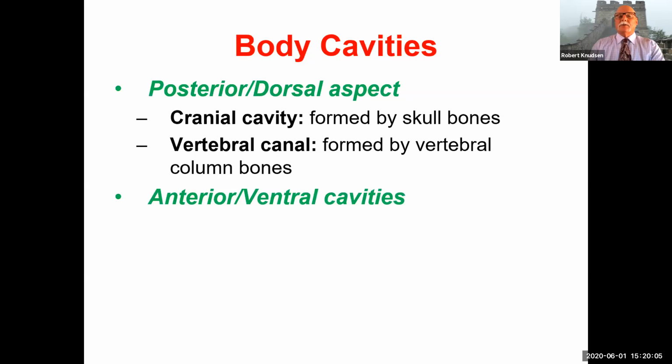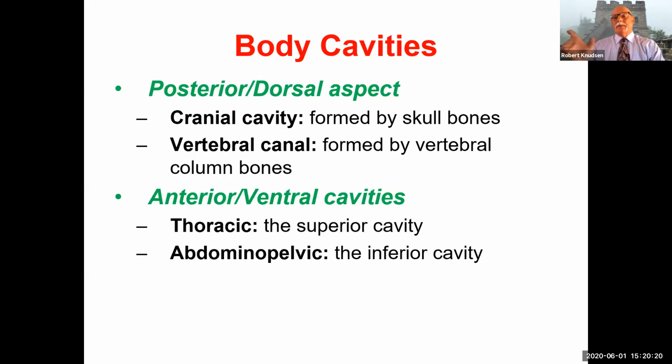Now, anterior and ventral cavities. Okay, these are the ones we know most of: thoracic, abdominal. Thoracic, okay, that's where your heart and lungs are at. There's other stuff. That's the main guys in there. And the abdominal pelvic. Now, this is a little bit, let me explain. Abdomen or abdominal cavity, perfect. But they call it the abdominal pelvic cavity, even though the pelvis is not a cavity of its own.